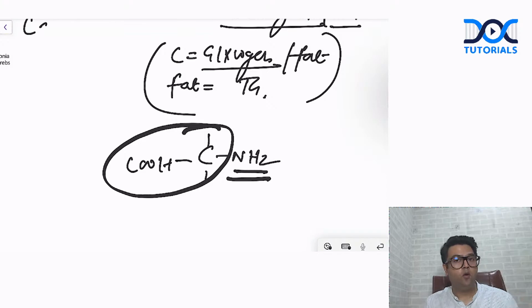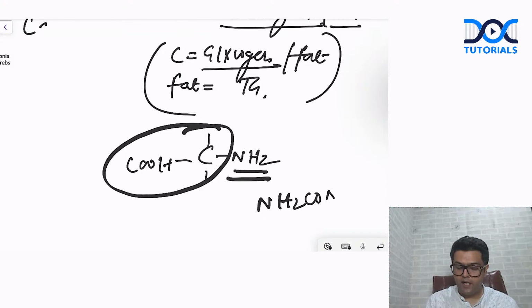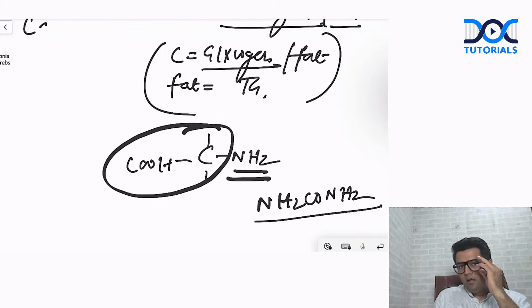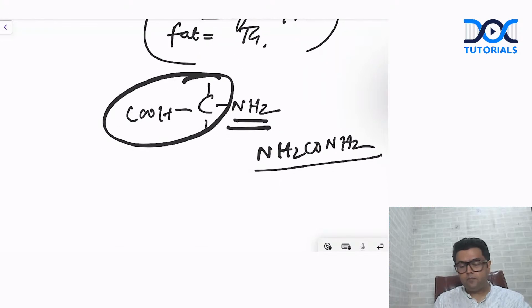So in the form of urea, we are excreting it. Human beings, we are excreting in the form of urea. That is 2 moles of nitrogens, NH2CONH2. Okay. So that is a urea molecule. So now you understood why we are excreting around 30 grams of urea per day in the urine, right?